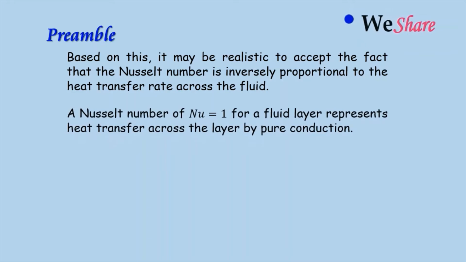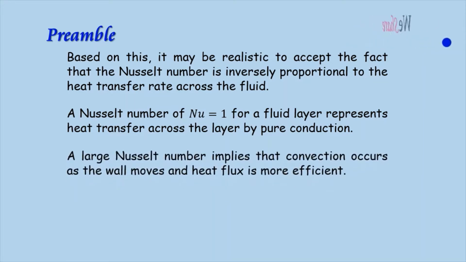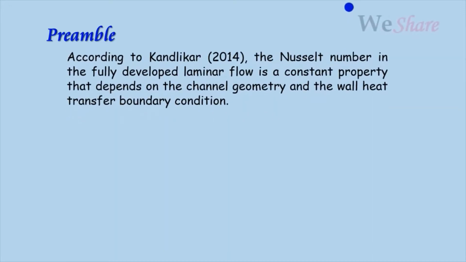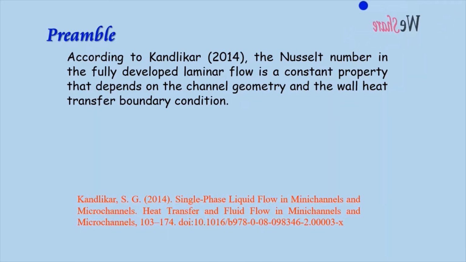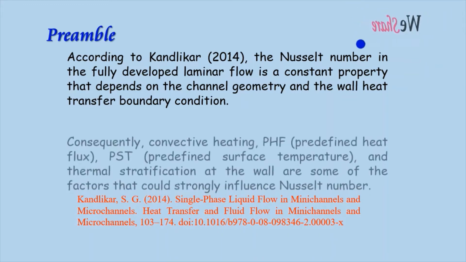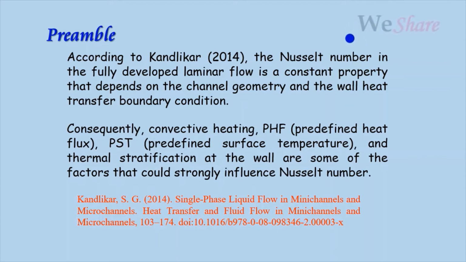A Nusselt number of Nu equals 1 for a fluid layer represents heat transfer across the layer by pure conduction. A large Nusselt number implies that convection occurs as the wall moves and heat flux is more efficient. According to Kakac, 2014, the Nusselt number in the fully developed laminar flow is a constant property that depends on the channel geometry and the wall heat transfer boundary condition. Consequently, convective heating, predefined heat flux, predefined surface temperature, and thermal stratification at the wall are some of the factors that could strongly influence Nusselt number.